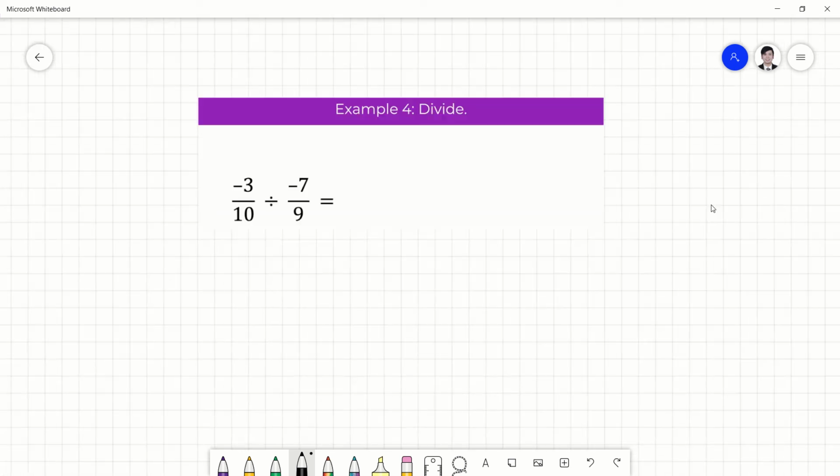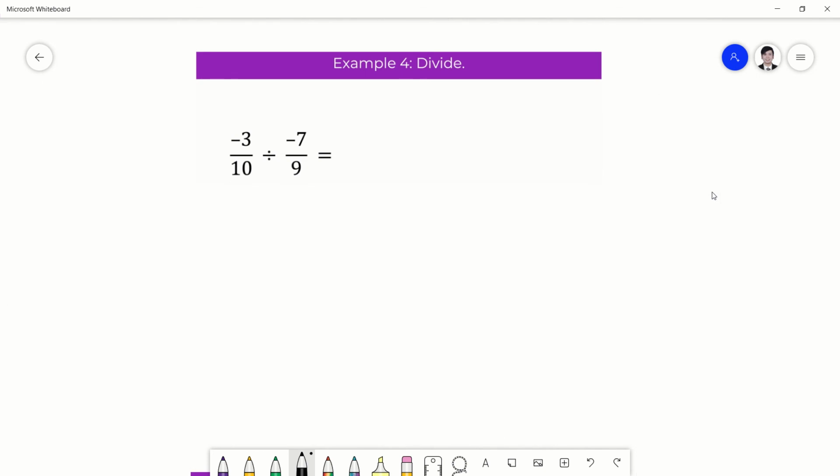Let's proceed to example number 4. We have here negative 3/10 divided by negative 7/9. Still, it's division. That means negative 3/10 divided by negative 7/9 is just the same as negative 3/10 times negative, then the reciprocal of 7/9, which is 9/7.